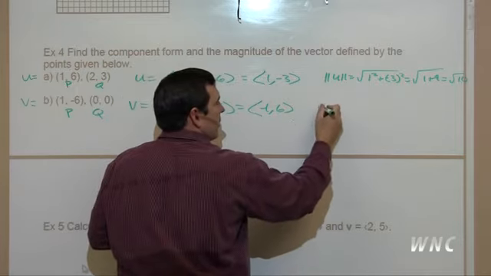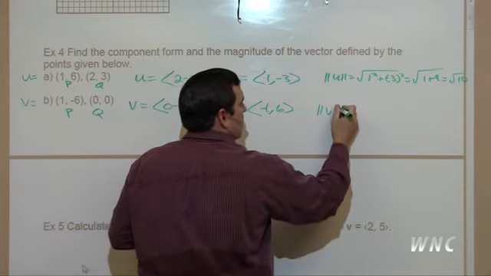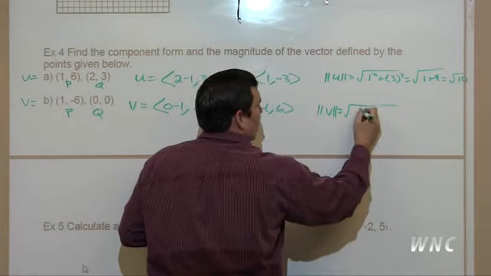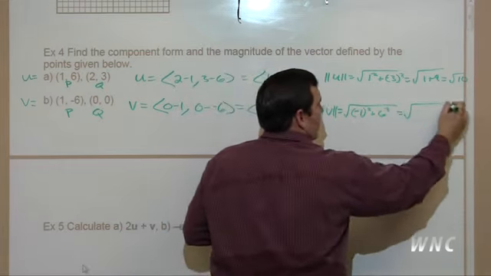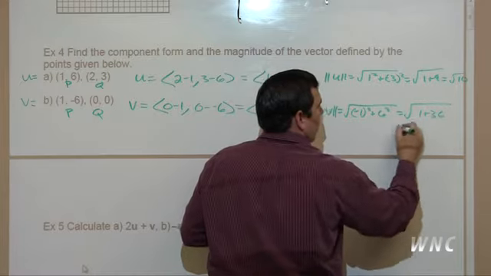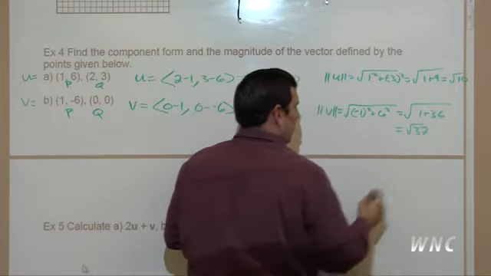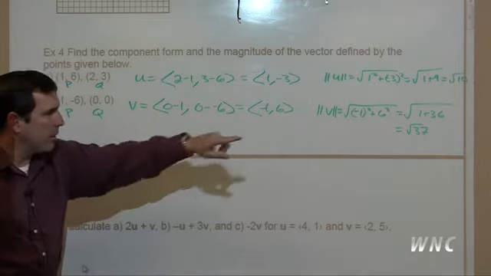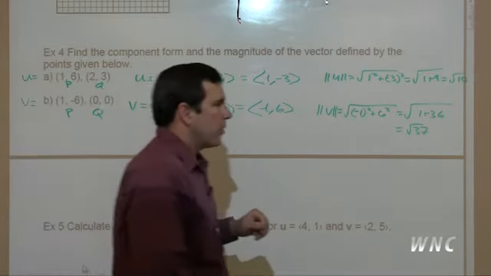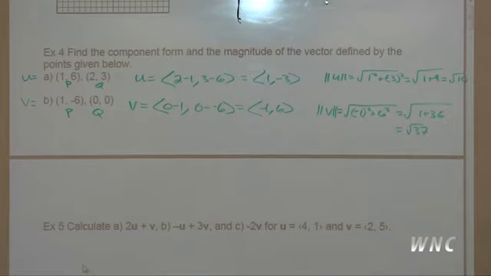The magnitude of v is going to be the square root of negative 1 squared plus 6 squared. So it's 1 plus 36, or the square root of 37. The component form is negative 1, 6, and the magnitude is square root of 37. Okay, feel free to pause. I'm going to go on to the next one.